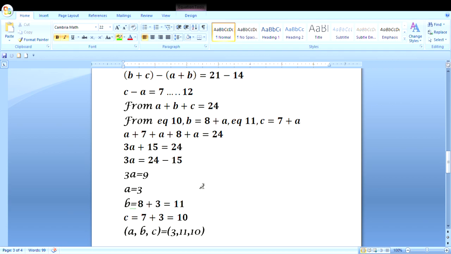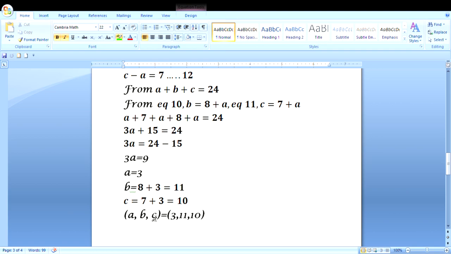Now with that, we can obtain the values of b and c as well. b equals 8 plus 3, since the value of a is known to be 3. So b is 8 plus 3, that gives 11. Similarly, c equals 7 plus 3, which equals 10. So if we look at this, a, b, c equals 3, 11, and 10 respectively.